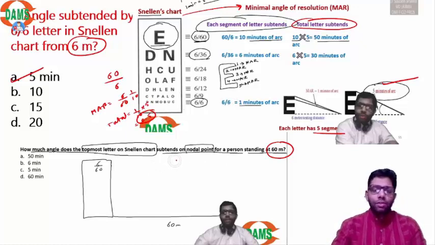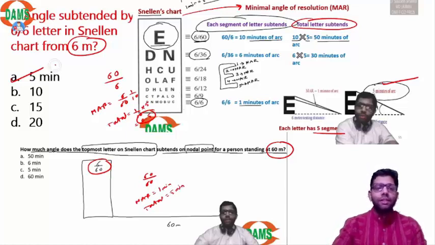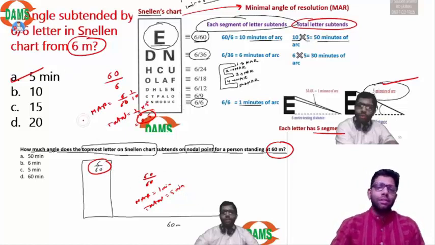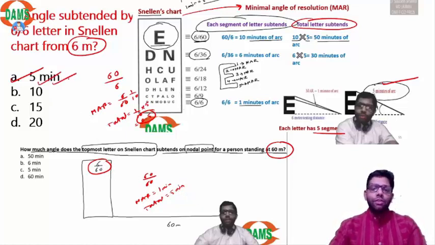I always give this question in the class. If the patient is standing at 60 meters, how to calculate if the topmost letter can be seen by the patient? So here the visual acuity becomes 60/60. MAR is 1 minute and the total angle subtended will be here also 5 minutes. But here see the difference. Here the patient is seeing the 6/6 letter from 6 meters. Here he is seeing the 6/60 letter from 60 meters. Who is a normal person? Both are normal persons. So 5 minutes is the answer of the first question.